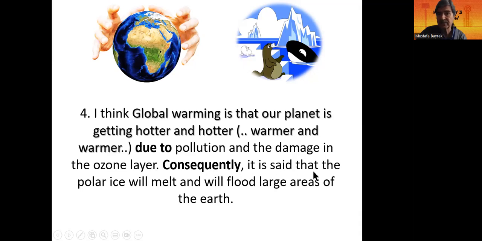Consequently, as a result, it is said that the polar ice will melt and will flood large areas of the earth. Yes. So our planet will get hotter and hotter, or warmer and warmer, due to pollution and the damage in the ozone layer, and consequently we can put them in one compound sentence. Consequently, it is said that the polar ice will melt and will flood large areas of the earth. Okay.